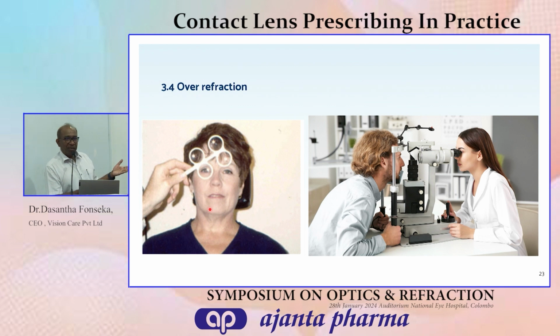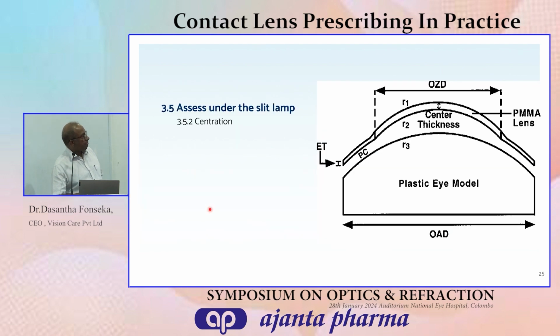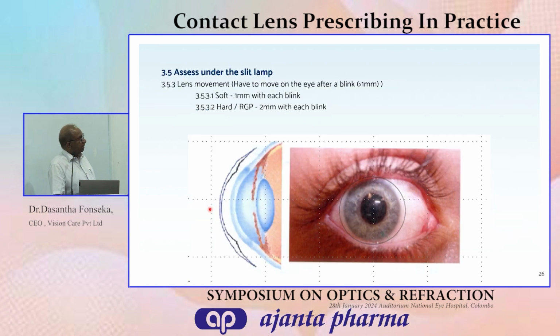After putting the trial lens in the eye, we ask the patient to wait about 10 minutes for a soft lens, but for the hard lens the patient has to wait about 20 minutes, and we do an over refraction. After doing the over refraction, we decide on the lens, and then we look under the slit lamp for corneal coverage. Now this is a soft lens. You can see the edge; it covers the whole cornea. In the hard lens, it doesn't cover the whole cornea. It sits on the cornea, and this is the tear lens.